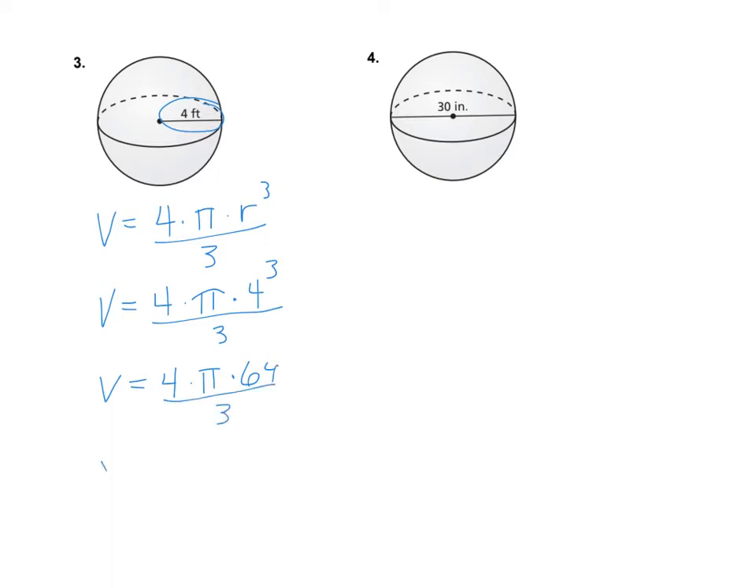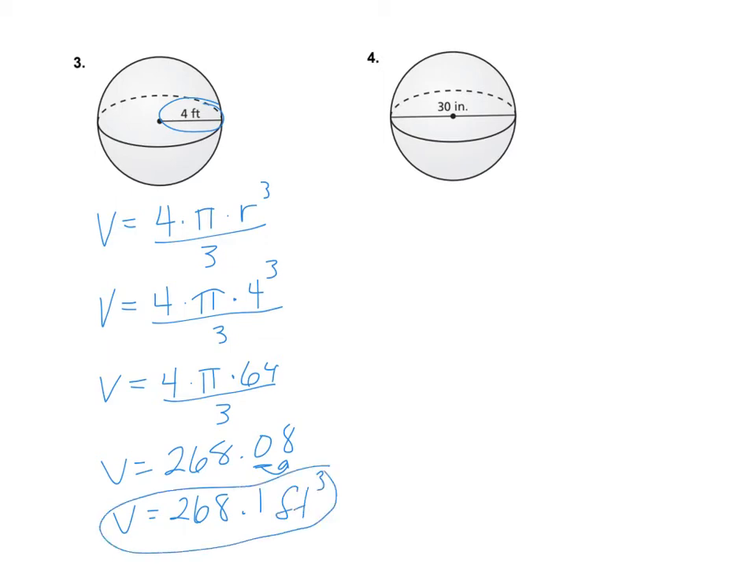And now I'm just going to do this on my calculator. So I've got 4 times pi times 64 equals. Then I'm going to divide that by 3. I get the volume of the sphere is 268.08. Now if we round that to the tenths, that's going to be 268.1 feet cubed.